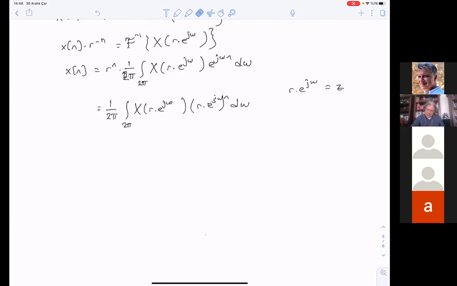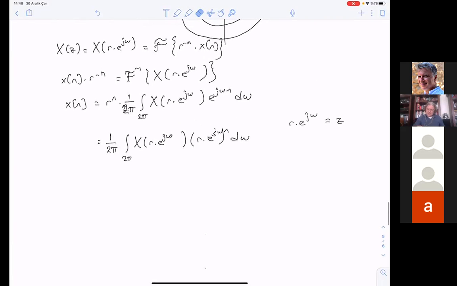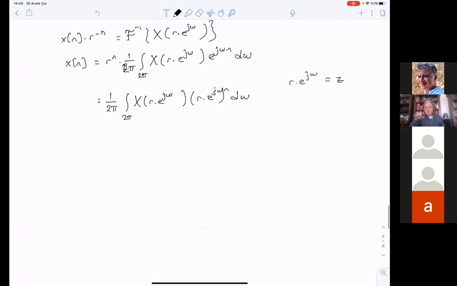Excuse me about this. Yeah, more like this one. This is correct. Every time I see r times e to the j omega, I will say z. But how can I replace d omega? What kind of a dz will I replace? For that, I will have to take the derivative of both sides of r times e to the j omega is equal to z, and say it like this.